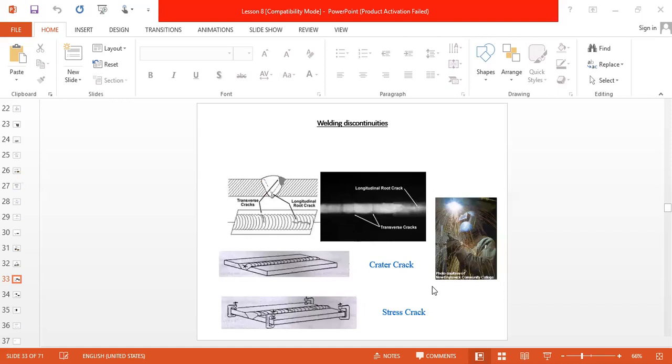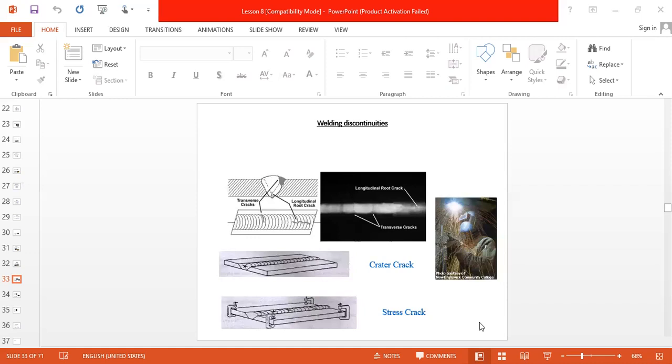Spatter means, when you are doing welding, if your current value is not proper, then some of the molten metal splashes directly onto the weld base metal, that is spatter. So these are some of the defects in welding.